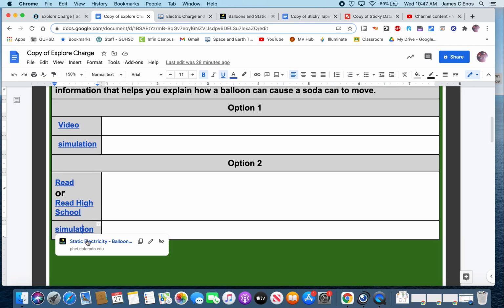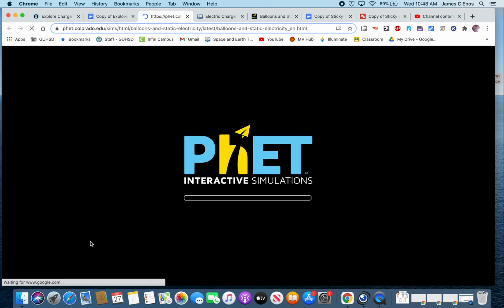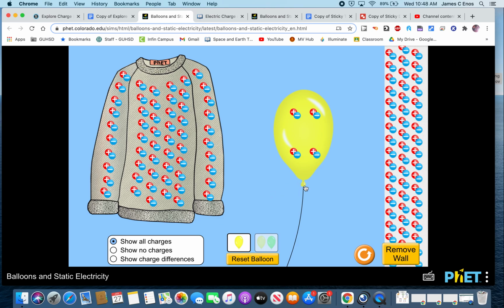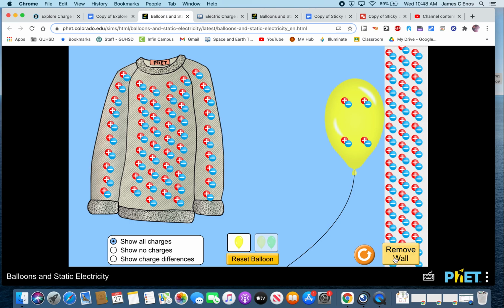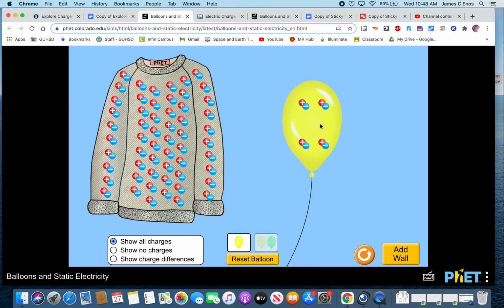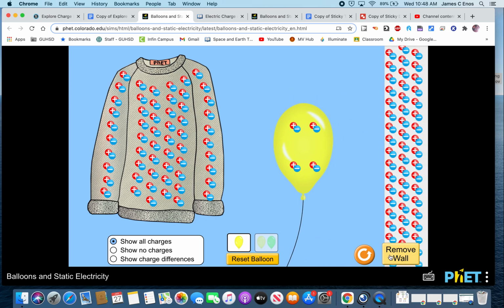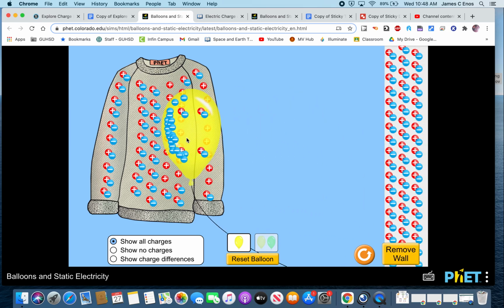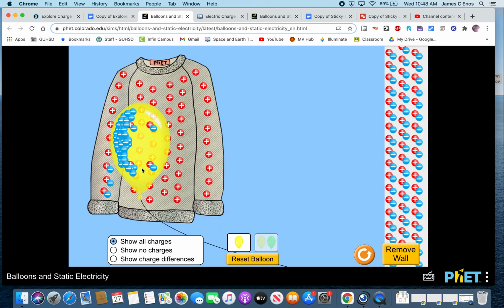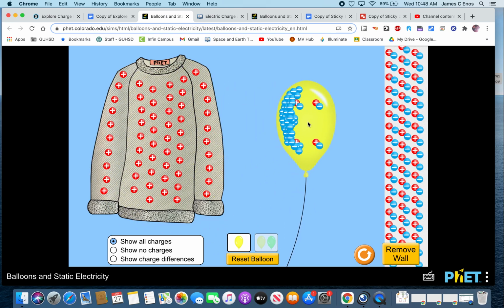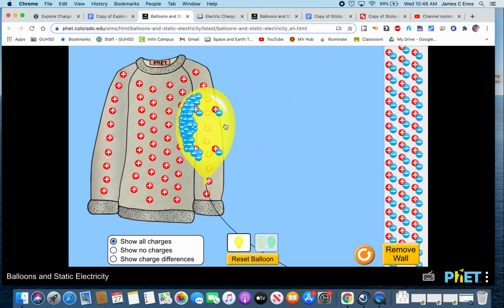I also have this simulation down here. In this simulation, I want you to use this static electricity to try to really get an understanding of what's going on. I have here this sweater and a wall. I can take this balloon and move it about. If I try to stick it on this wall, and then I remove the wall, add the wall in, nothing really happens. I can then take this balloon and rub it on the sweater and then release the balloon, and I see something happens.